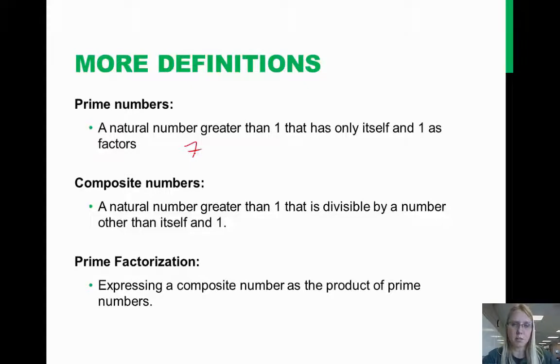A composite number is a natural number greater than 1 that is divisible by a number other than itself and 1. So if I looked at the number 6, 6 is divisible by 6 and 1, but it's also divisible by 2 and by 3. Both those numbers go into the number 6. Lastly, we want to look at prime factorization. This is a way of expressing a composite number as the product of its prime numbers. So I'm going to show that in the next screen.